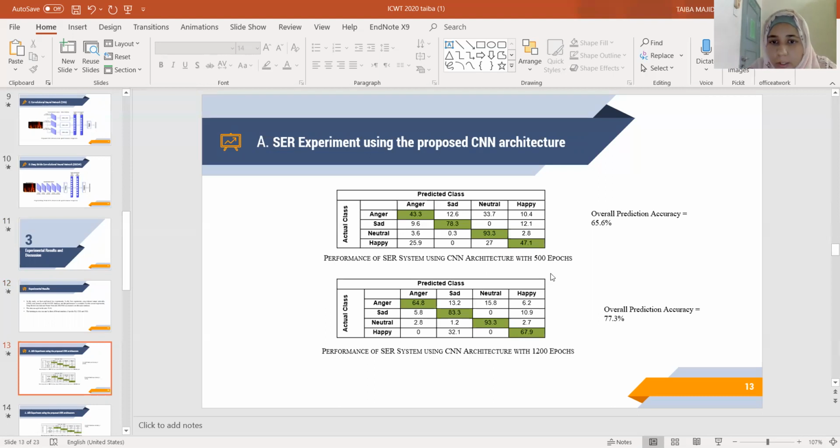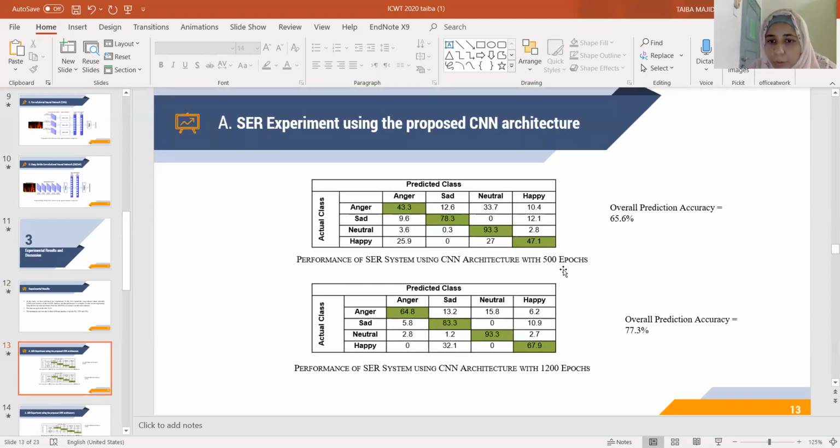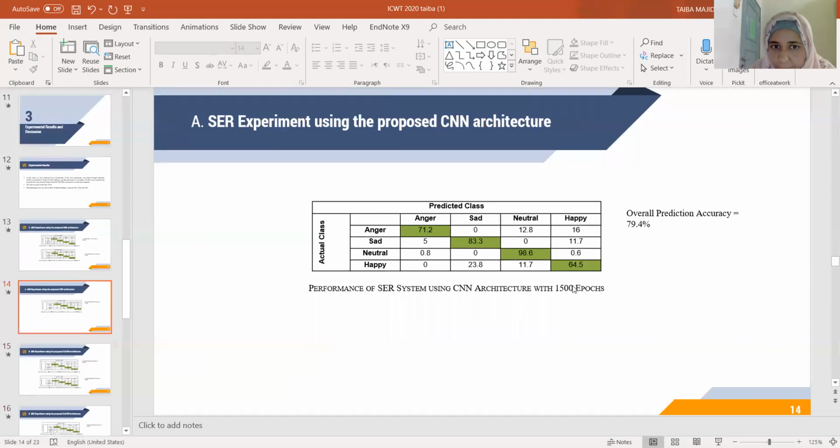So first, when we just ran for 500 epochs, we got this. This is the predicted class, this is the actual class. The maximum prediction we can see was for neutral, 93.3, and the lowest was for anger, but the overall accuracy was 95.6%. Then when we increased the number of epochs to 1200, the accuracy also increased. Overall accuracy was 77.3%. And finally, the last set of epochs which we applied was 1500, and we can see a good increase in prediction accuracy, that is 79.4.